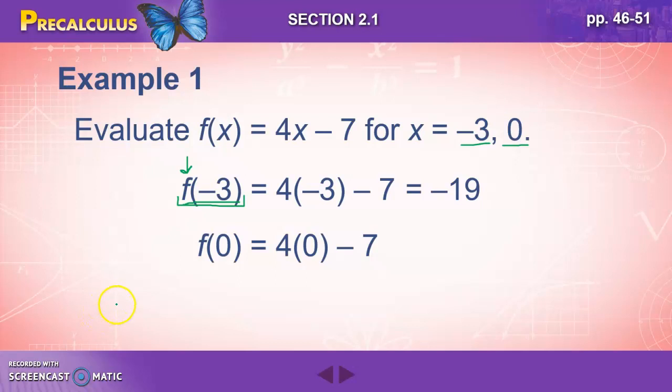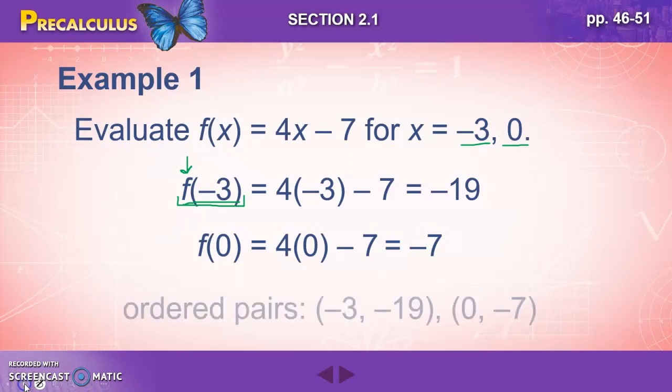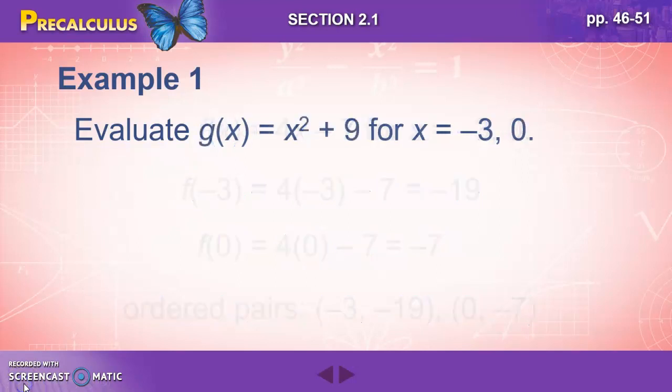So this stays exactly the same. F of negative 3 equals negative 19. When we plug in 0, we find that f of 0 equals negative 7. We now have two sets of ordered pairs. We have negative 3 and negative 19 from our first evaluation, and 0 and negative 7 from our second. We could then graph that to create a graph of our function.